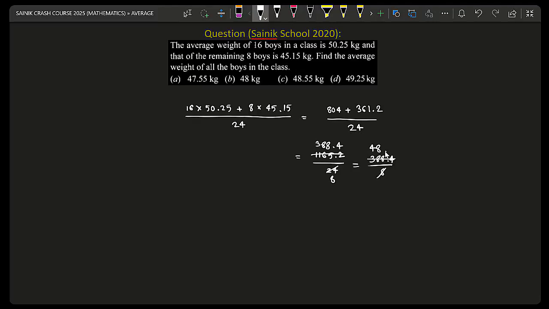4 4 become 44. 8 table 44. 8 5s are 40. 44 minus 40 is 4, sir. Because of the decimal, 4 becomes 40, right? Yes, sir. Now 8 table 40. Sir, 8 5s are 40.